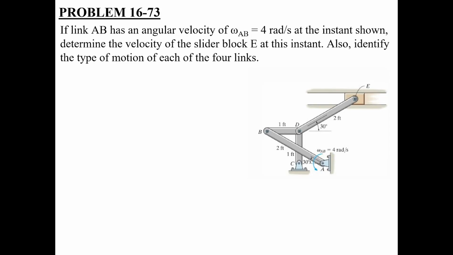Yesterday as well, although we didn't complete the solution of this problem. Rather, we only discussed the brief outline of what type of motions various links shown in this rigid body mechanism are undergoing. So a quick review of what we did yesterday. You have a rigid body mechanism shown, and the link AB is rotating in a counterclockwise direction with a speed of 4 radians per second.